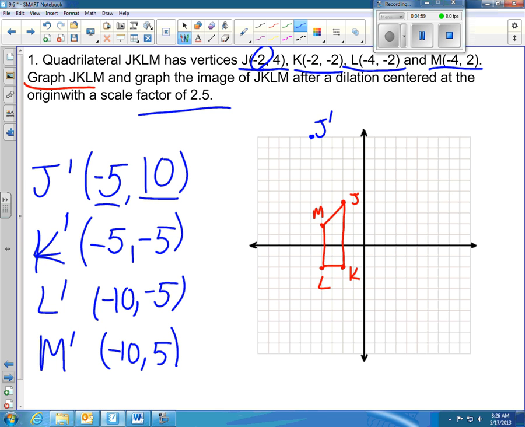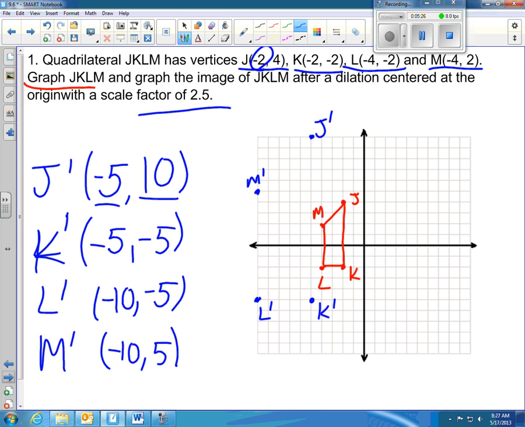K prime is (-10, -5), so we're going to go over negative 5, and then 1, 2, 3, 4, 5 down, and we get K prime. L prime is (-10, -5), so we're going to count over to the left, negative 10: 1, 2, 3, 4, 5, 6, 7, 8, 9, 10, and down 5, L prime. And M prime, negative 10 and up 5: 1, 2, 3, 4, 5.